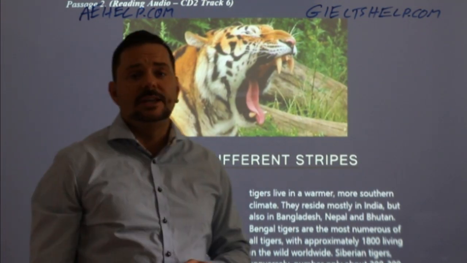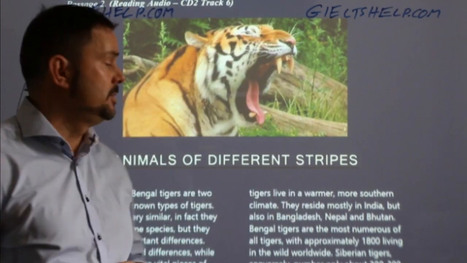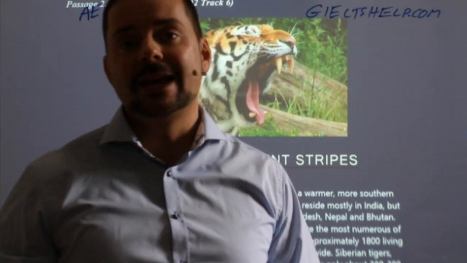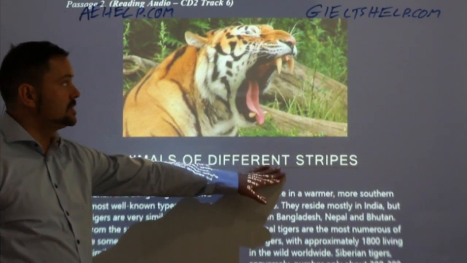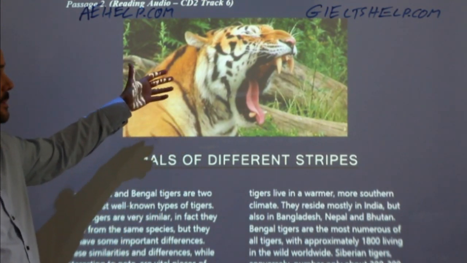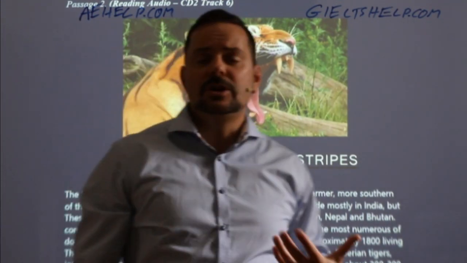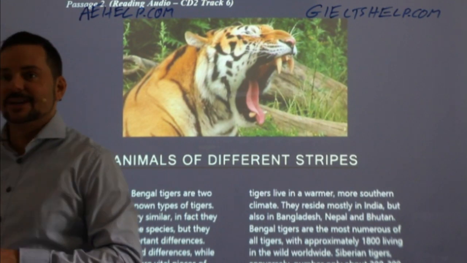All right, here we go. So first things first, when we look at the title and the picture, we have to think about the information as much as possible before we begin reading or looking at questions, okay? So here we have Animals of Different Stripes, and I'm looking at this tiger, so I'm thinking this passage will be about tigers. Now, if I think about what is a tiger, what do you come up with? What is a tiger? Think about that.